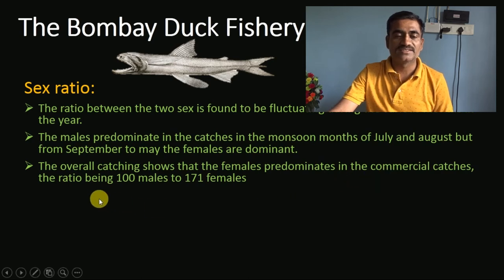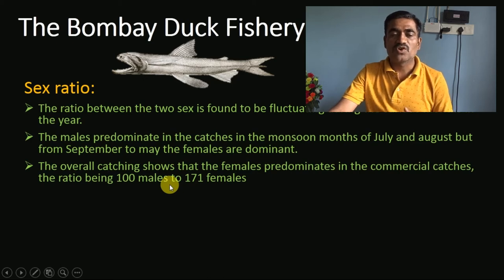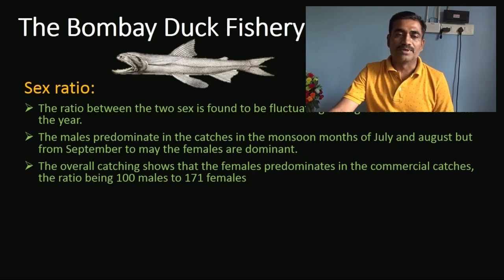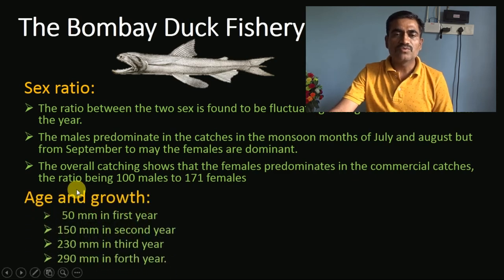In commercial catches, the ratio is 100 males to 171 females, that is, overall the females are more dominant in numbers. That is the sex ratio: the females are more in the catches. Now we will see the age and growth of the fish.